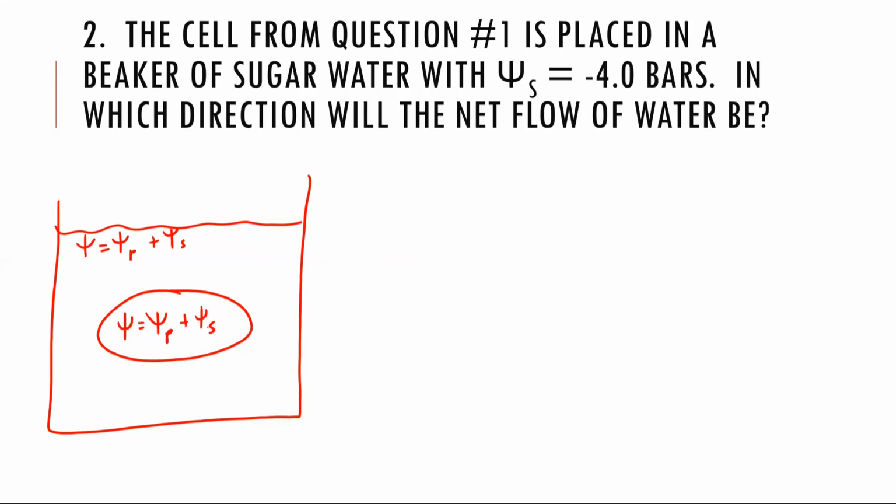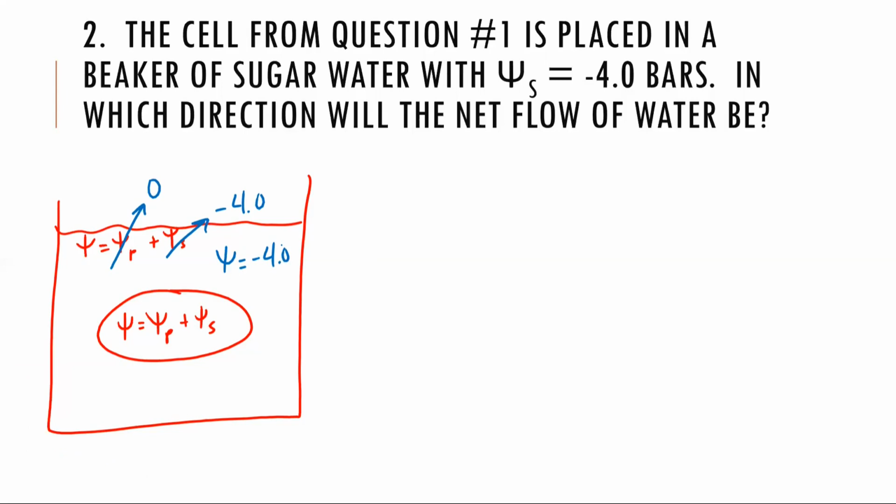And then I go and try to figure out, what do I already know? I already know that the solute potential here is -4 bars. I also know that this is 0 because it's in an open container. So now I know that the overall water potential is -4 out here in the solution.